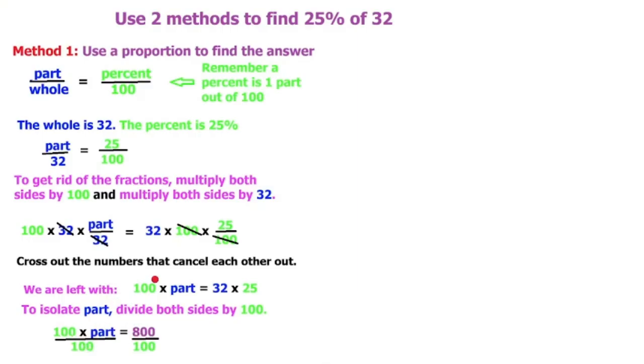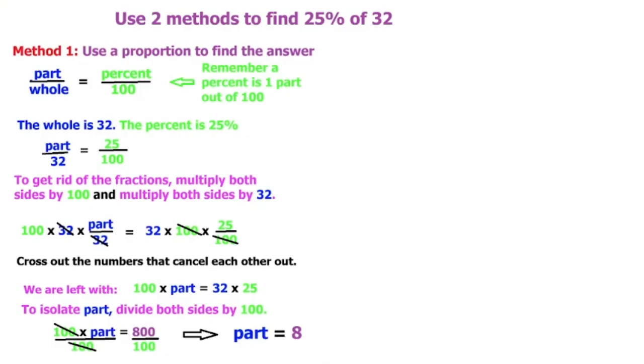So let's divide this whole thing by 100. And then 32 times 25 is 800. And let's divide it by 100 also. Okay? What you do to one side, you have to do to the other. Now we can cross these out. They cancel each other out. And look, we're left with part by itself. Part equals 8 because 100 fits into 800 8 times.